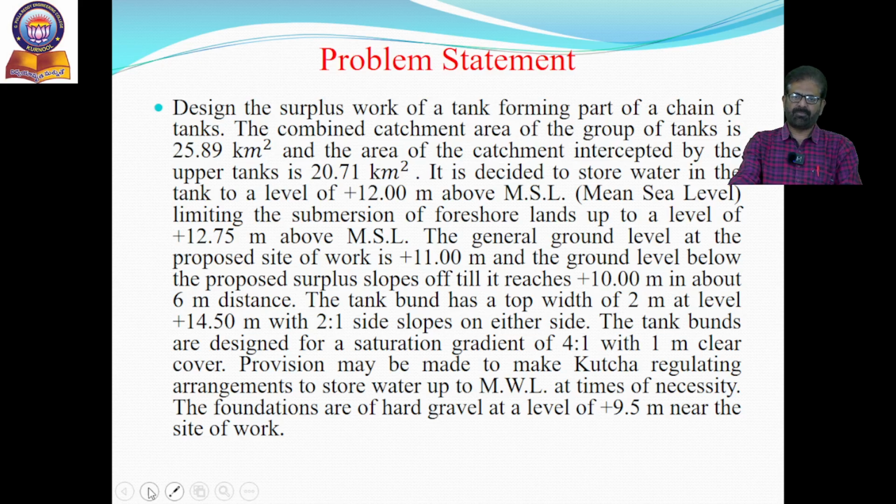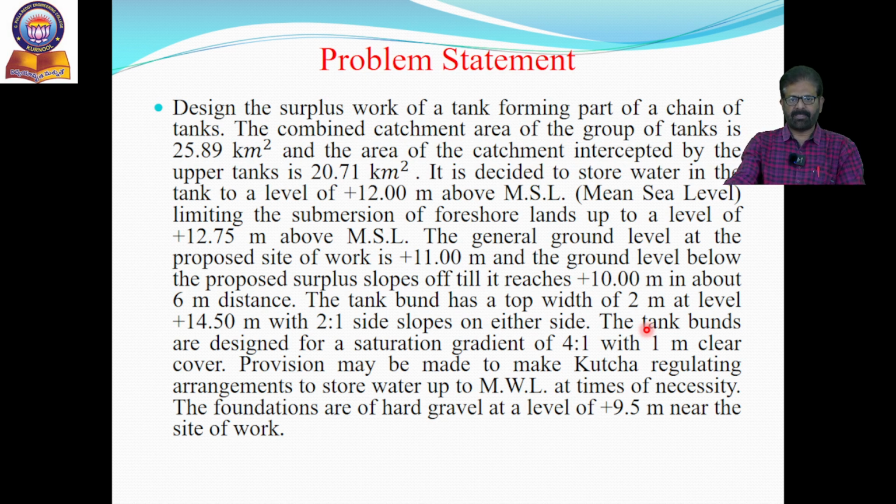The general ground level, that is the existing ground level at the proposed site of work, is about plus 11 meters, and the ground level below the proposed surplus weir slopes off till it reaches plus 10 meters in about 6 meters distance. That means the ground is a sloping surface from plus 11 meters to plus 10 meters. Over a distance of 6 meters, the ground has a slope of 1 meter, the elevation difference, 11 to 10 meters.